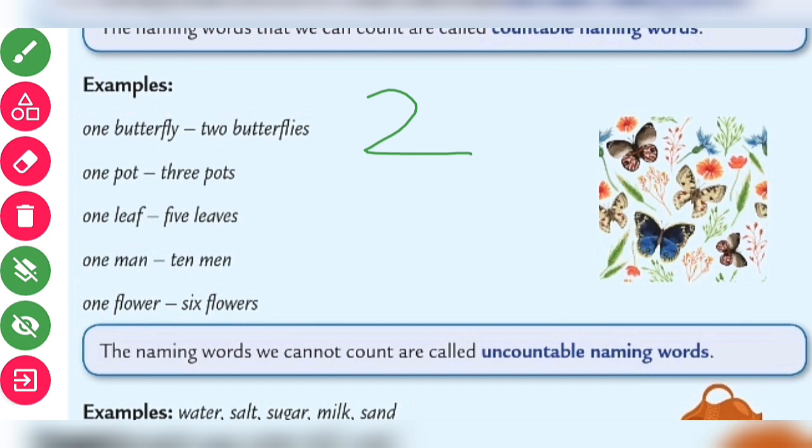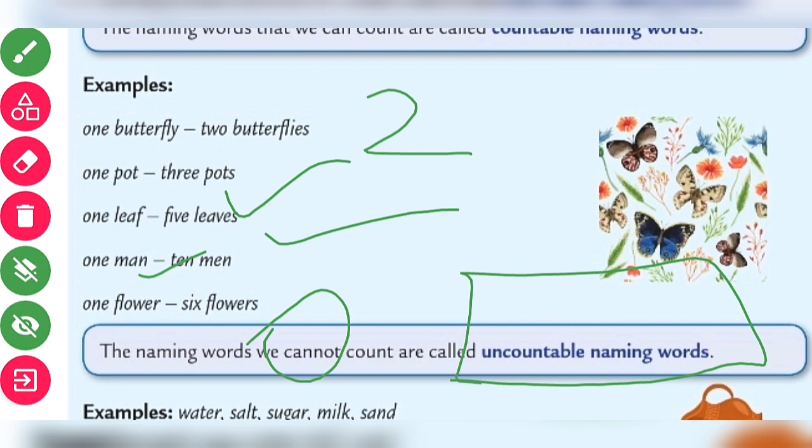One pot, three pots, one leaf, five leaves, one man, 10 men, one flower, six flowers. So the naming words that we can count are called countable, and naming words that we cannot count are known as uncountable naming words. Clear?